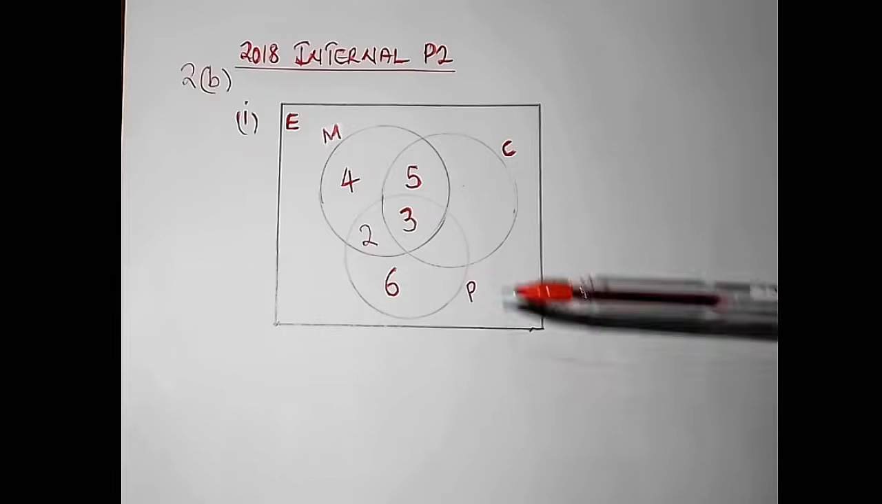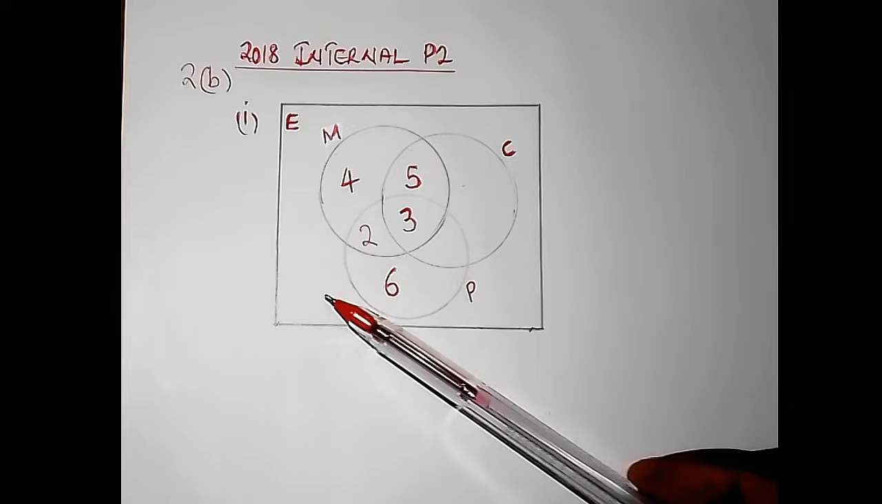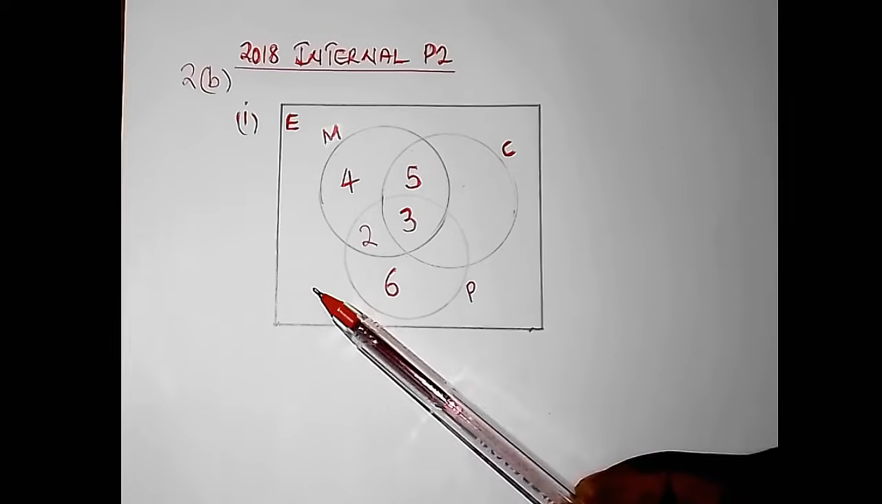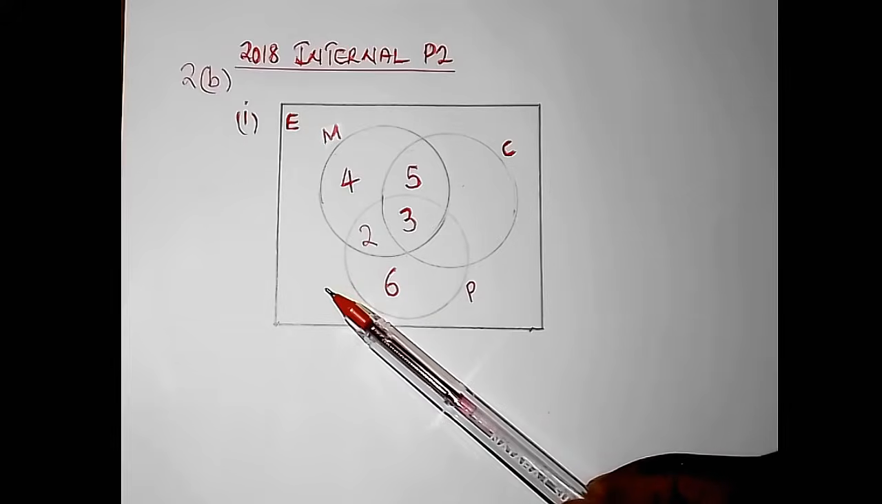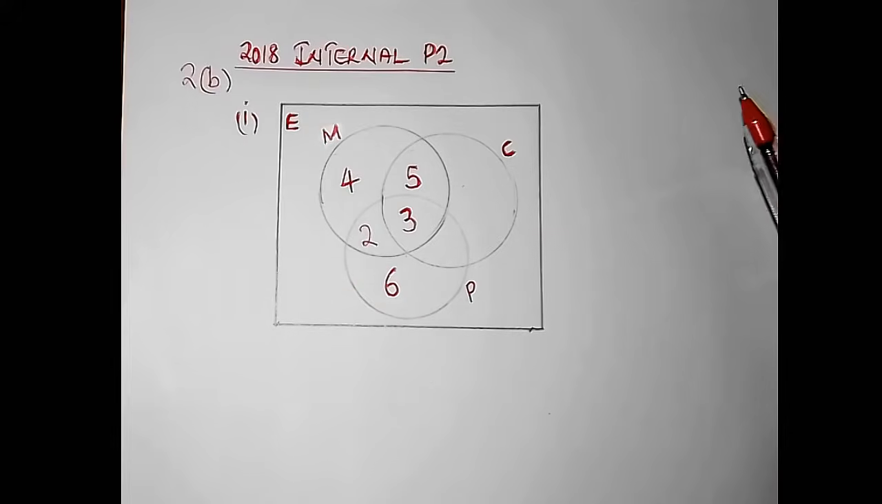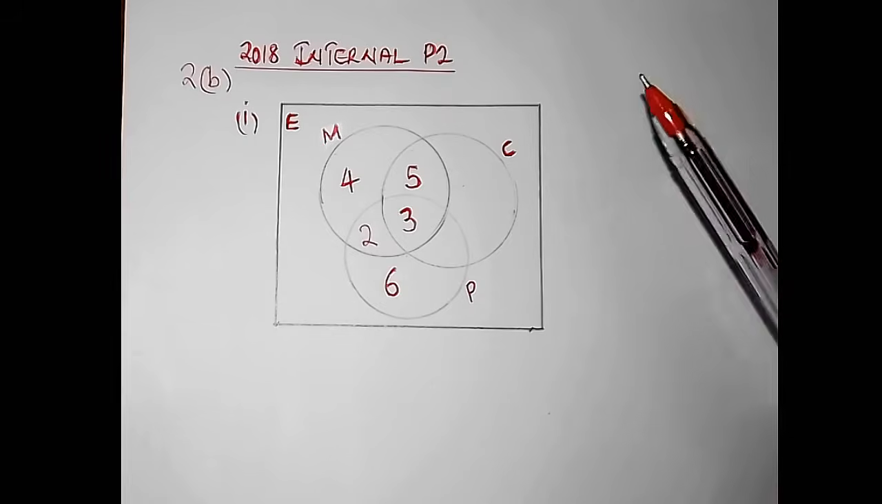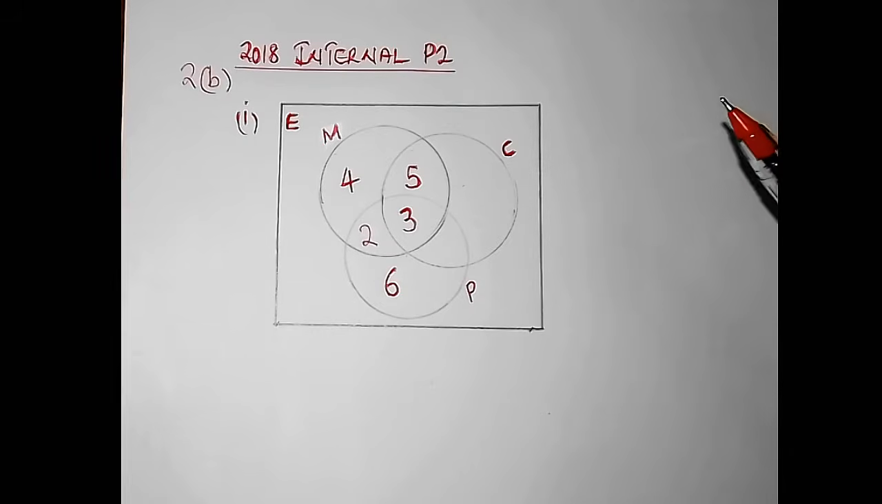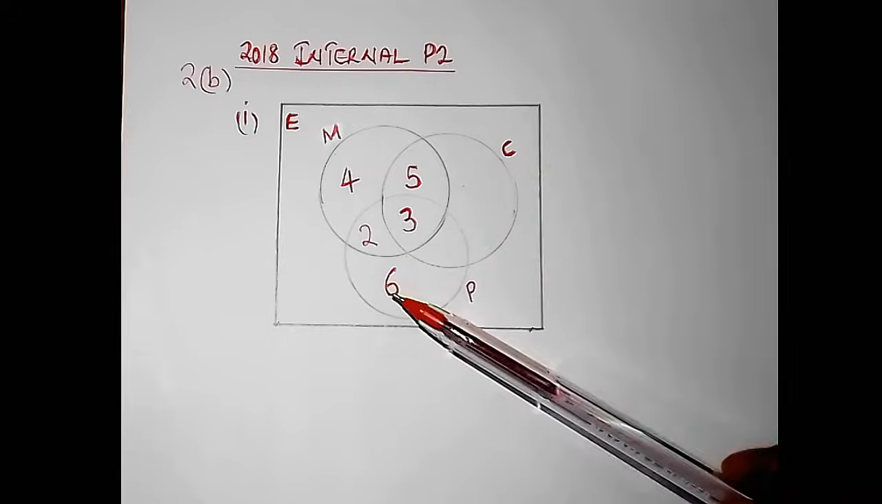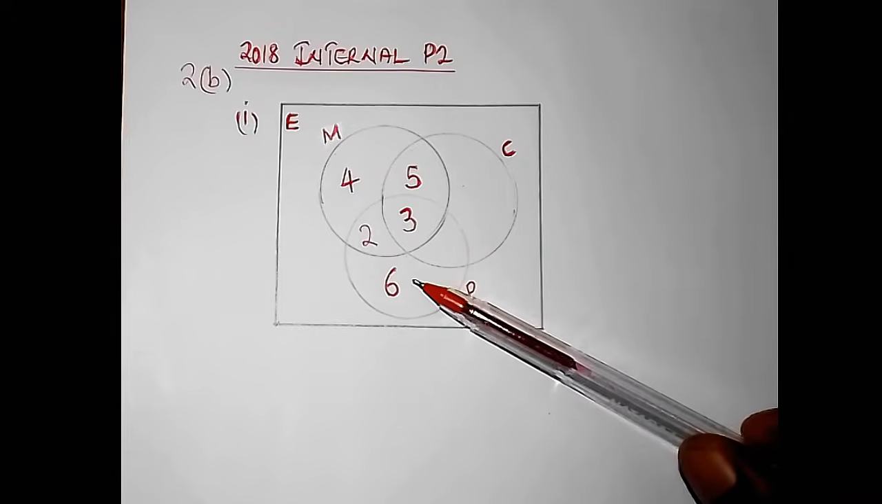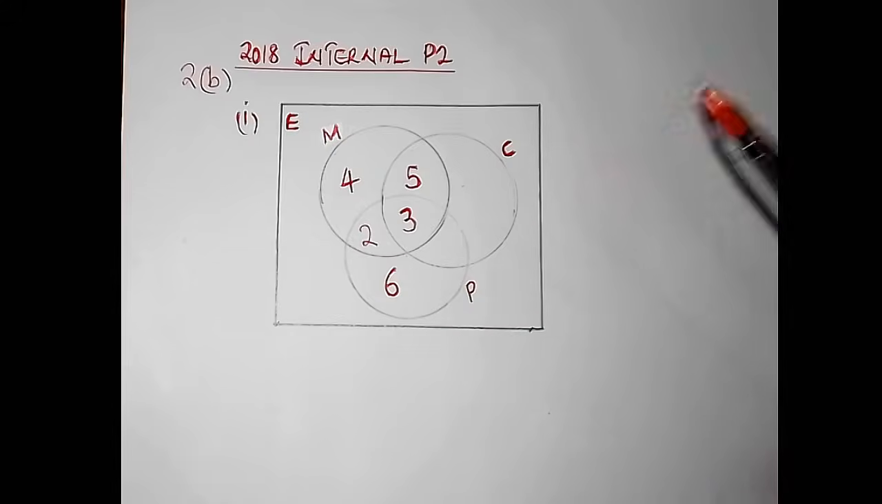So where do we put a 6? If we put 6 outside, it means 6 students were not studying any of these subjects. But that's not the case. So 20 students were studying at least one of the 3 subjects. So it means that the only choice we have is to put 6 here, because all the students were engaged in at least one of the three subjects.